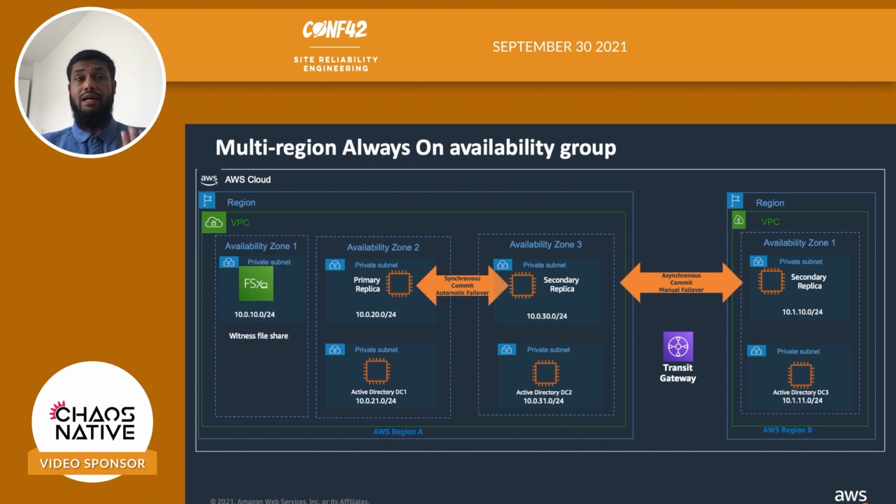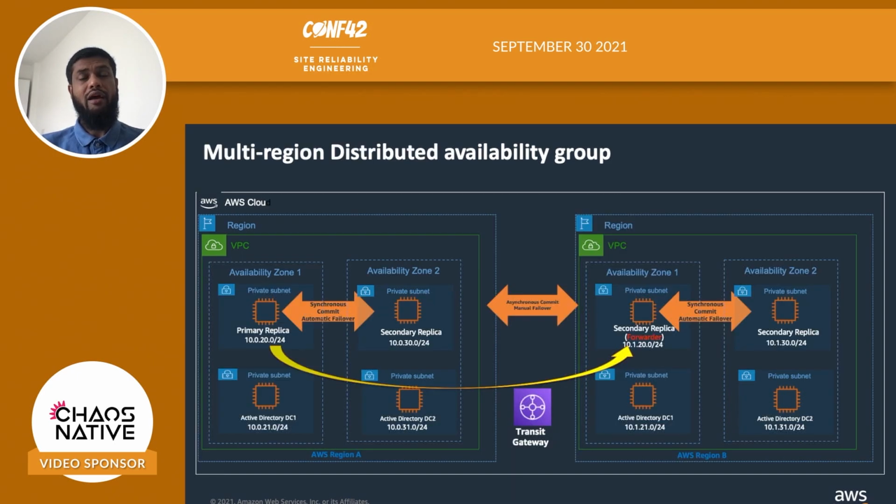So that's one pattern. Another pattern is the distributed availability groups. You're going to have two separate Windows failover clusters in region A and region B, and between these nodes they will talk to each other. As we looked at in the previous configuration, we had synchronous replication going from AZ1 to AZ2 in region A. As soon as we introduce another region, it will be an asynchronous replication with manual failover.